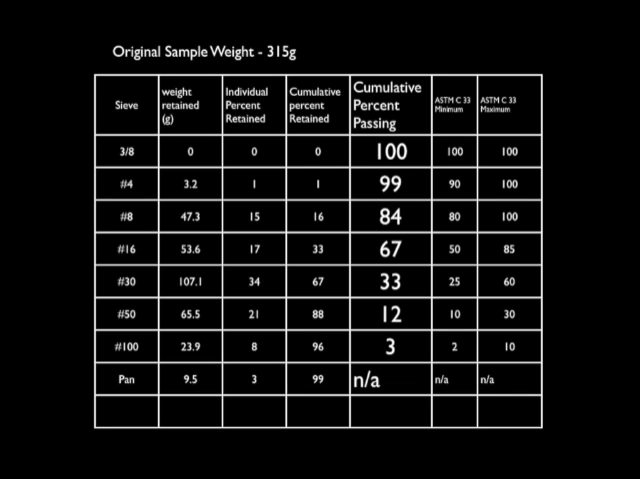This takes us to percent passing, which is how most specifications are set up. Percent passing is simply 100 minus the cumulative percent retained. So on the first sieve we had 0% retained. 100 minus 0 is obviously 100. On the 4 we had 1% retained. 100 minus 1 is 99, and so on.